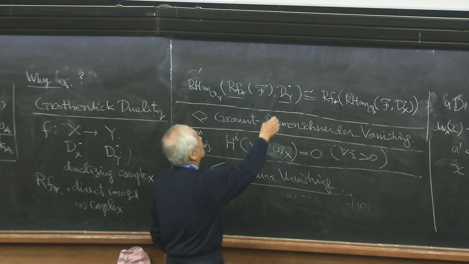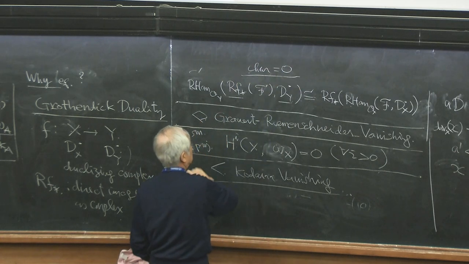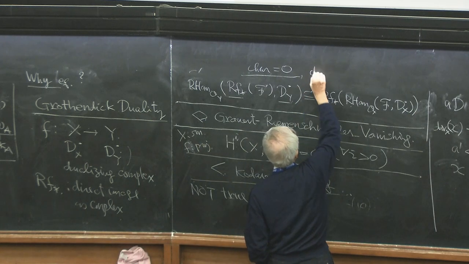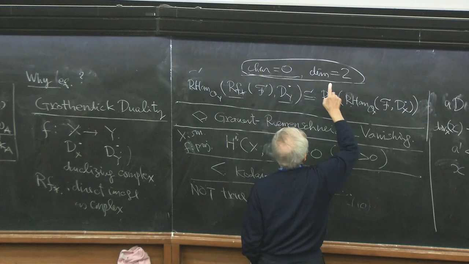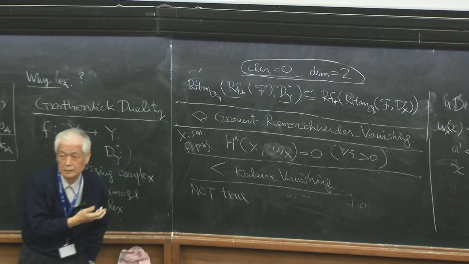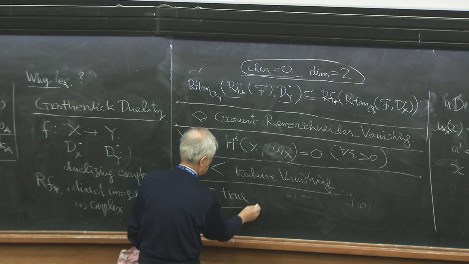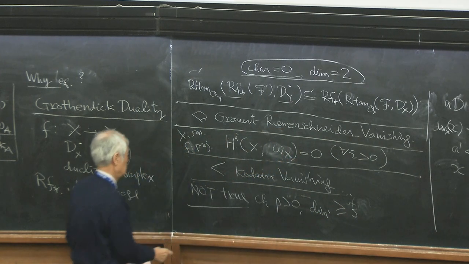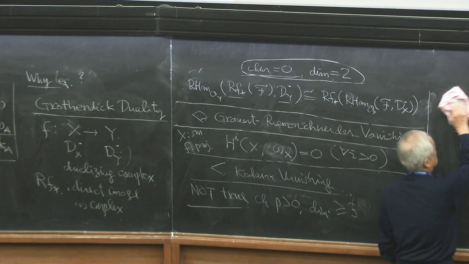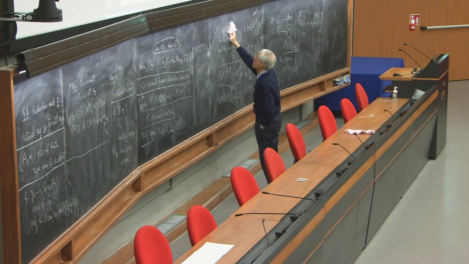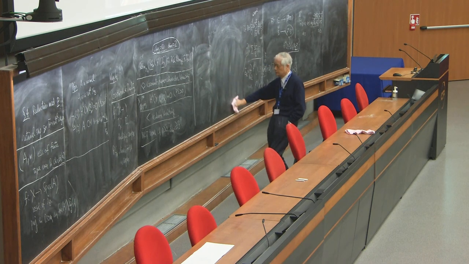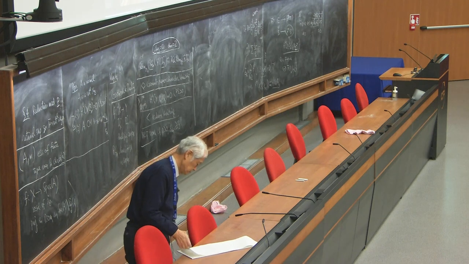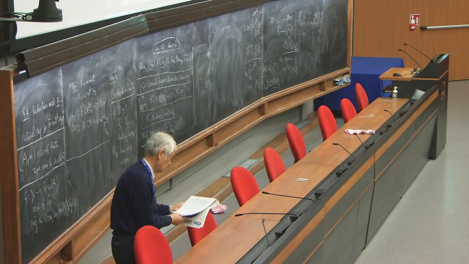And there are counterexamples in positive characteristic in dimension 3. This is always true for characteristic zero, but not true in characteristic p in dimension 3. In dimension 2, this vanishing is true even for characteristic p. So we can say in this form, this is a different form. Okay.